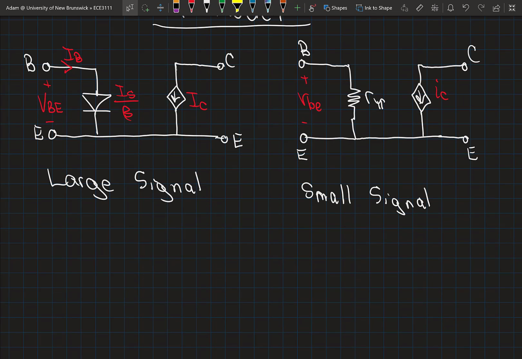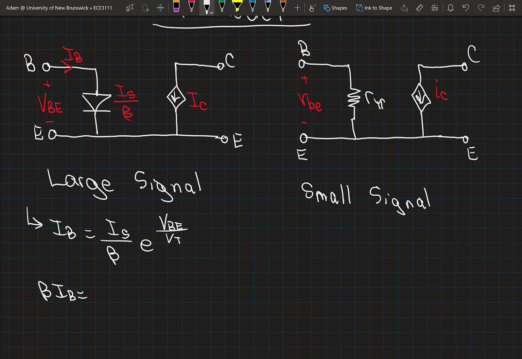In the large signal model, we know that the base current is exponentially related to the base to emitter voltage. Okay, and rearranging this, we could show it as a function of the collector current, if we want.